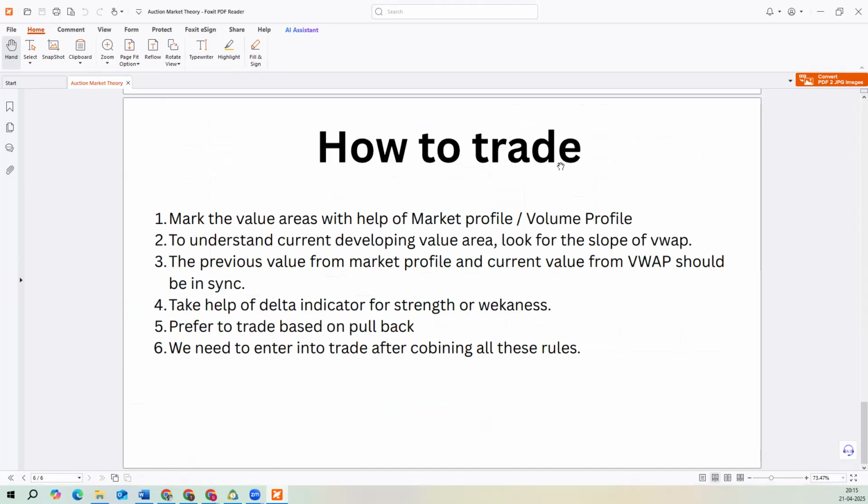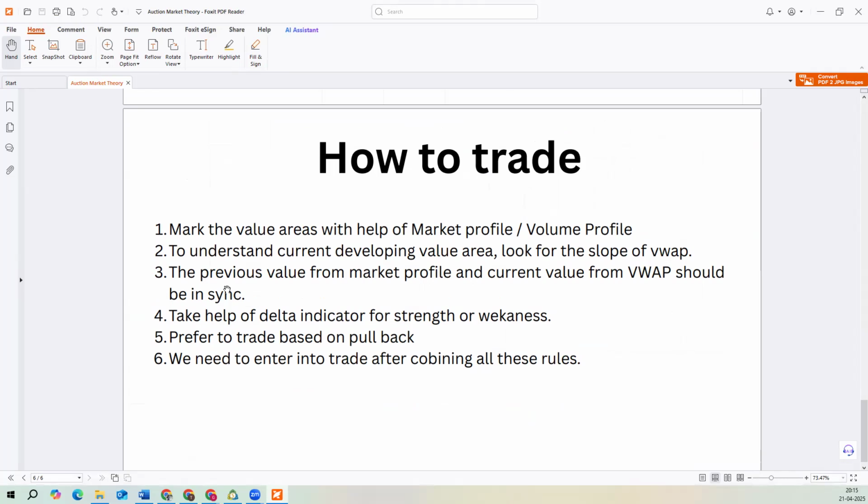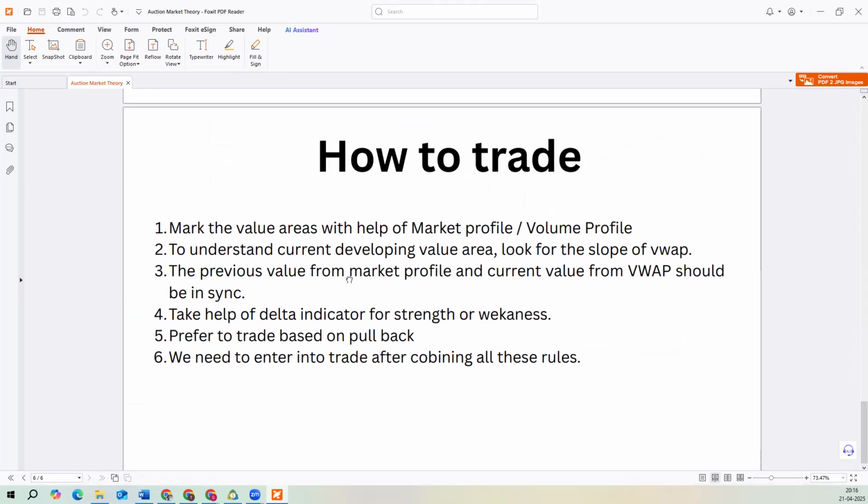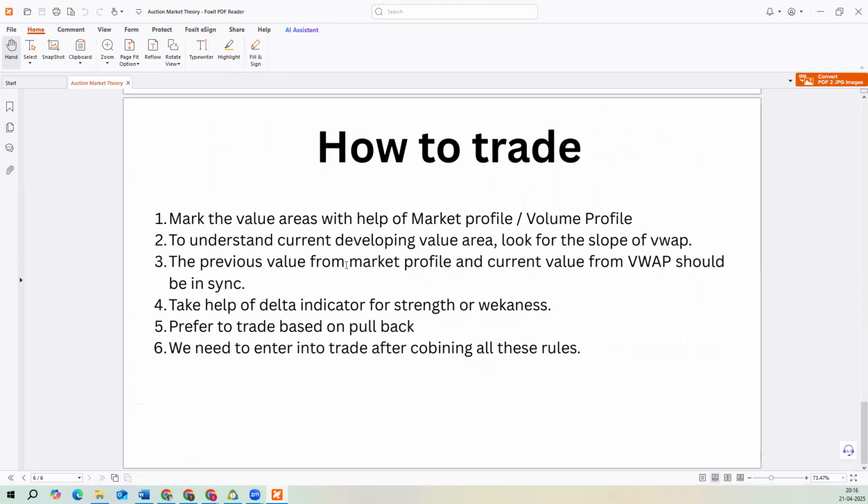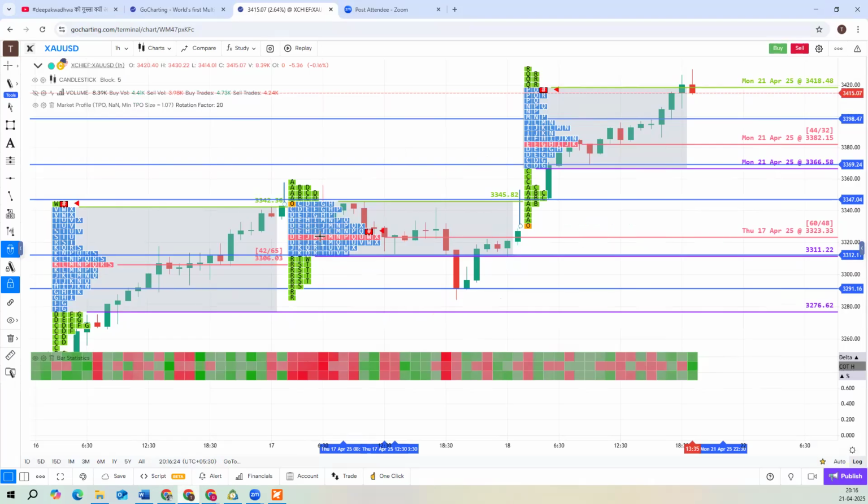Now, how to trade? To trade, we have to mark the value areas high and low. Then to understand the current developing value area, we have to look at the slope of the VWAP. If we can derive a synchronization from the previous day value area and the current developing area with the help of VWAP, that will be the best thing to do. Then we take help of a delta indicator to find the strength, in which direction the strength of the market is. Then we wait for a pullback, and then we enter into the trade, based on the direction derived with auction market theory and VWAP. Now let's go to our market and try to analyze.